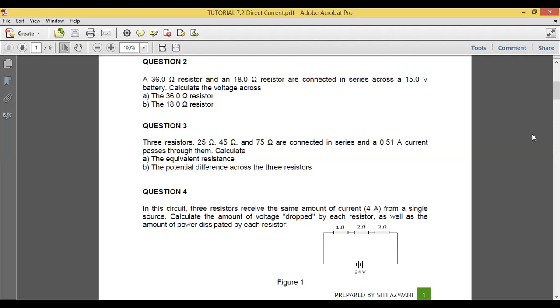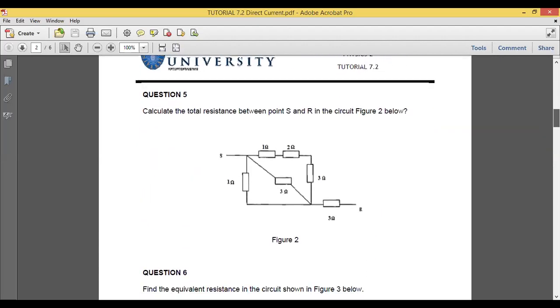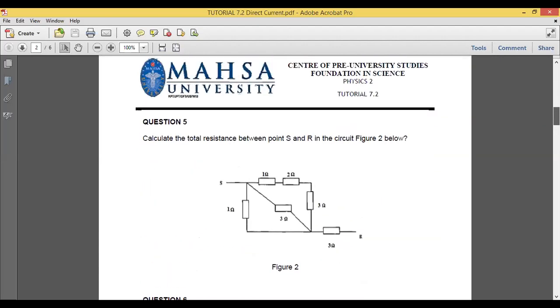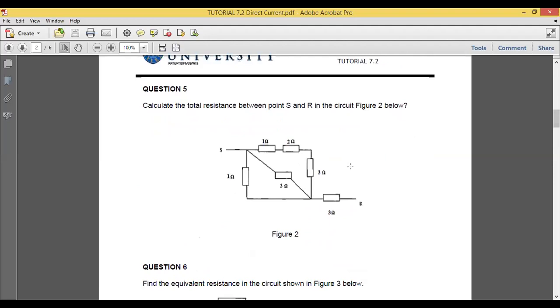Next, let's go to question 5 and question 6. If you see question 5 here, you have a combination of series and parallel. Here you have a series connection: 1 ohm, 2 ohm, and 3 ohm. Then it is connected with a 3 ohm resistor in parallel, and then in parallel again with this resistor. So the whole thing here is connected in series with this resistor. So you need to calculate one by one.